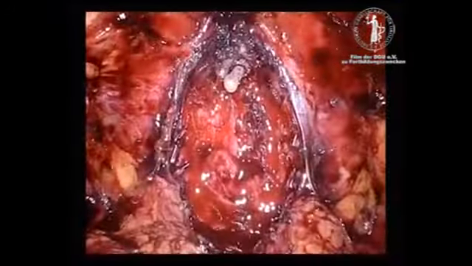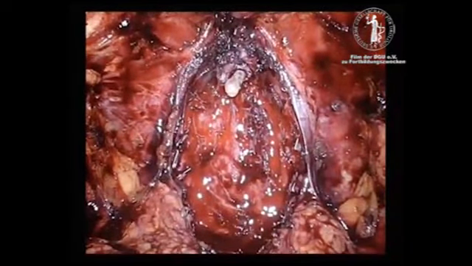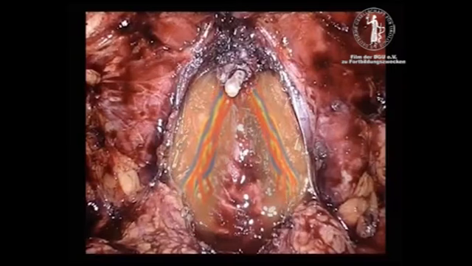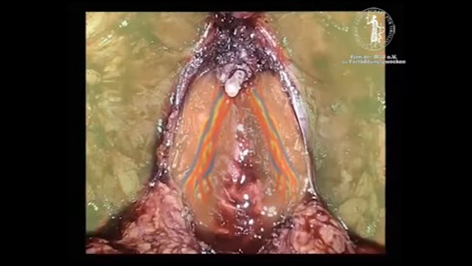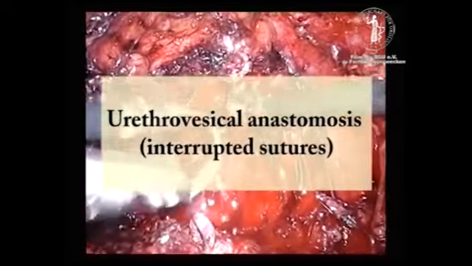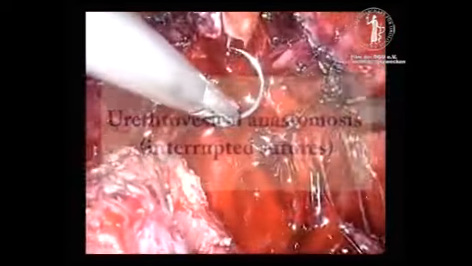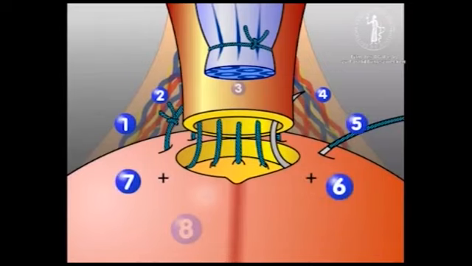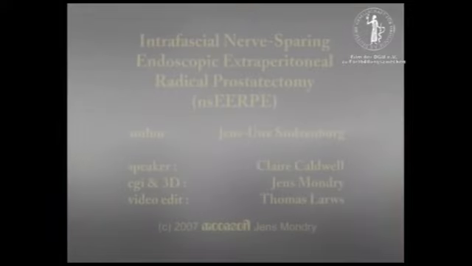The video now shows the result of intrafascial nerve-sparing prostatectomy, leaving intact not only the neurovascular bundles covered by the periprostatic fascia, but also the endopelvic fascia and the puboprostatic ligaments. A watertight urethrovesical anastomosis is now performed with 8 to 9 sutures. The sutures are systematically placed as shown in the diagram. At the end of the procedure, a 16 French Robinson drain is placed through the 5 mm right iliac fossa port site.